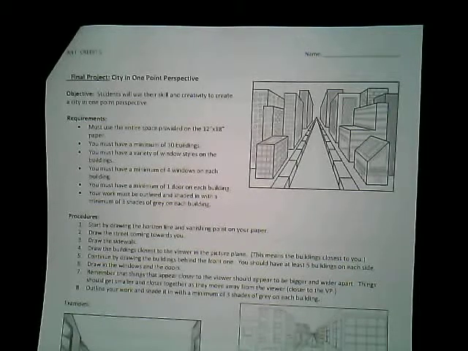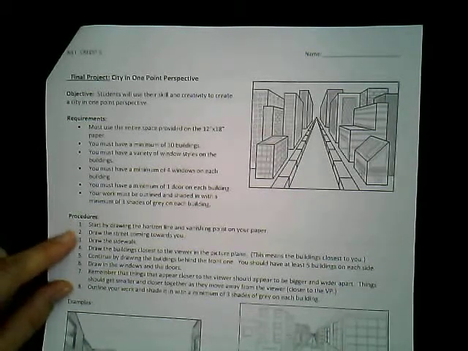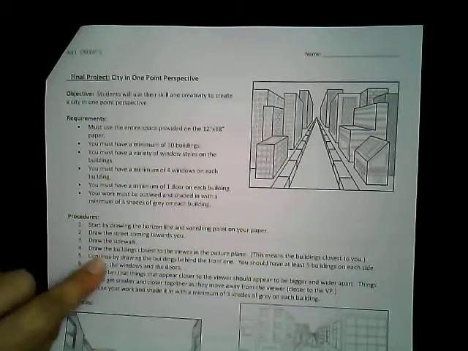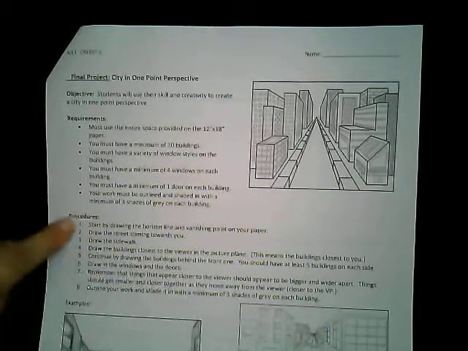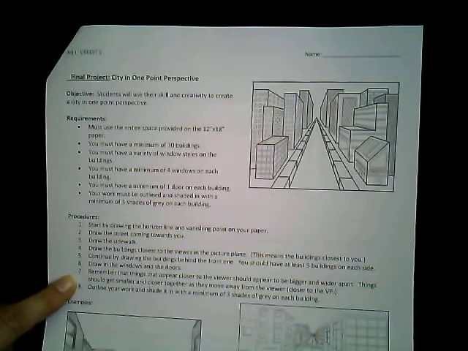Your procedures, you're going to start by drawing the horizon line and vanishing point on your paper like we've been doing with all the other exercises. You're going to draw the street coming towards you, and we're going to go over all of these steps. Then you're going to go to the sidewalk and the buildings, and I'm going to go over all of this right now when we do our little city.